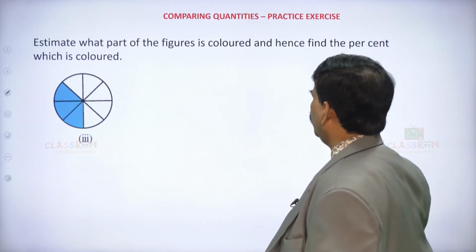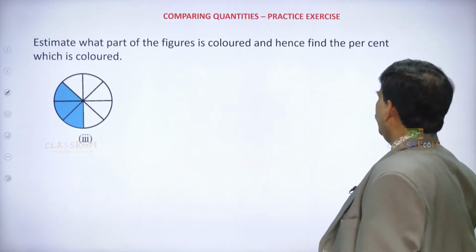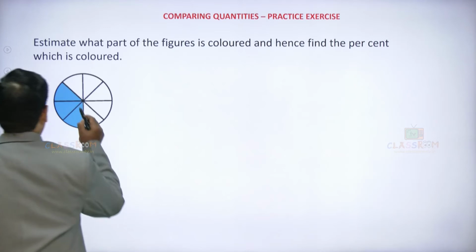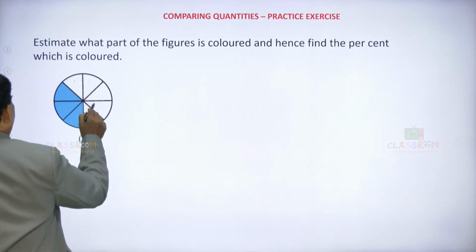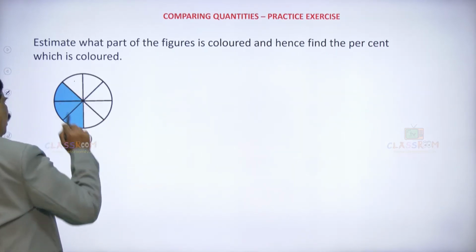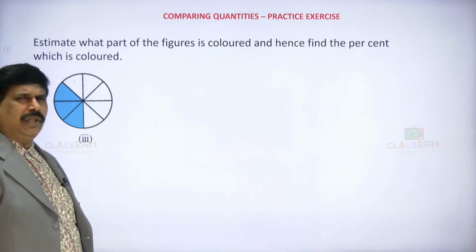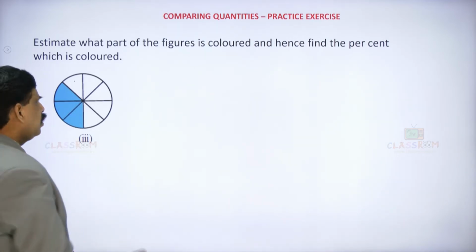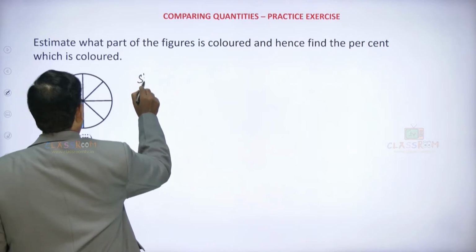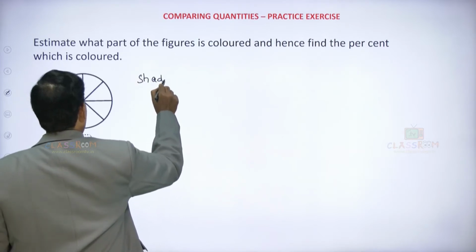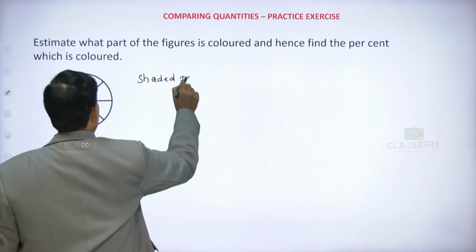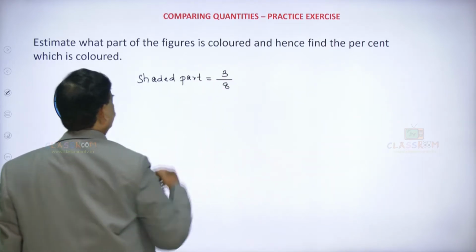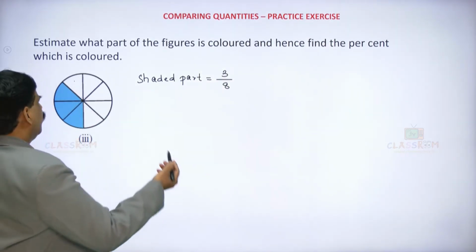Estimate what part of the figure is colored and hence find the percent which is colored. So let us see how many equal parts here. 1, 2, 3, 4, 5, 6, 7, 8 equal parts. So among those 8 equal parts, 3 parts are shaded. So colored part, or you can say shaded part, will be 3 upon 8. Okay, now convert into percent.